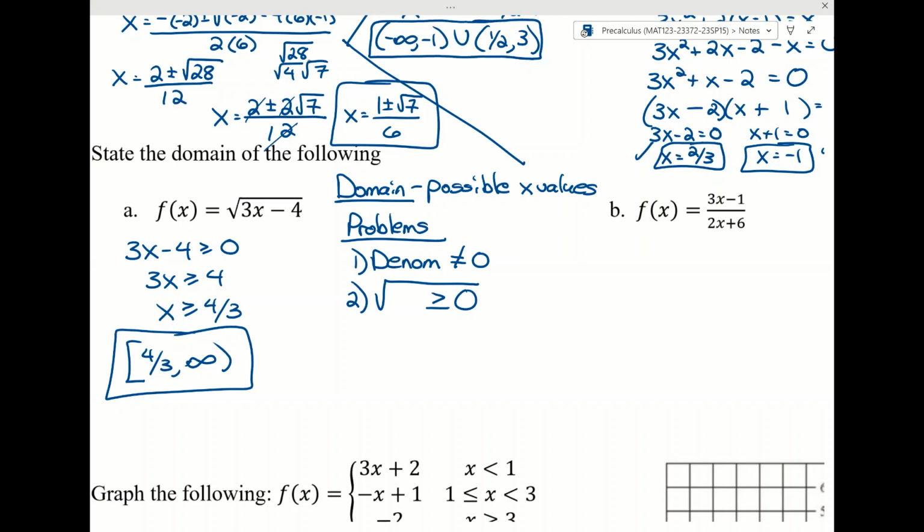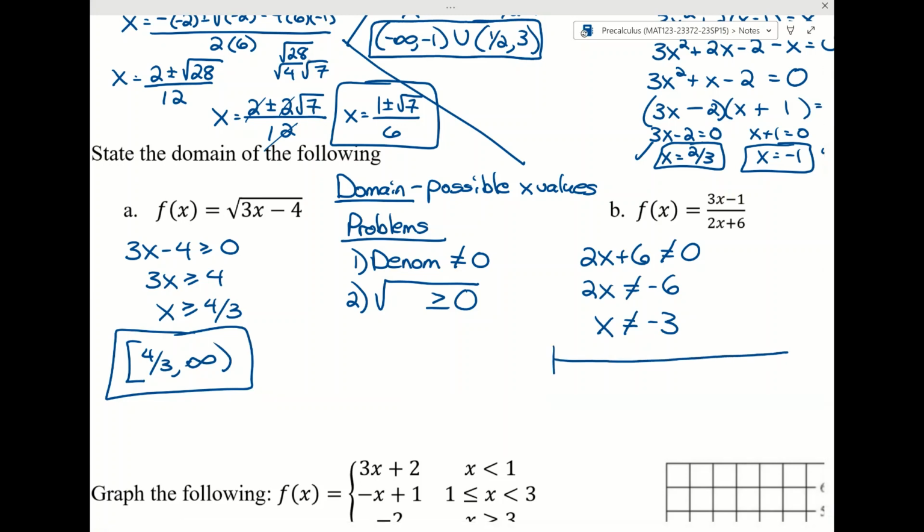Now for the second problem, obviously there's a denominator. And we said that the denominator can't be 0. So we could pick any number we want except when the denominator is 0. So let's figure out what number makes the denominator 0 and say that it can't equal that number. If you bring the 6 over and divide by 2, the domain could be any x value except it can't be -3.